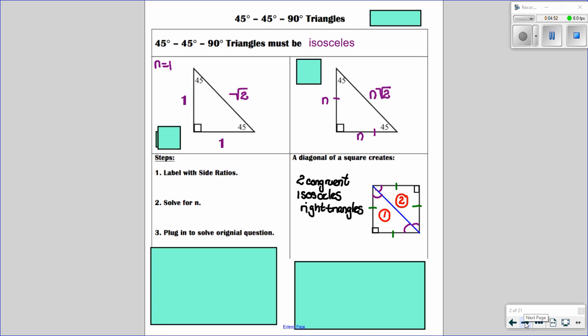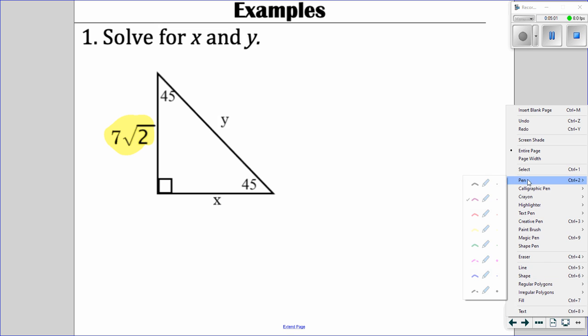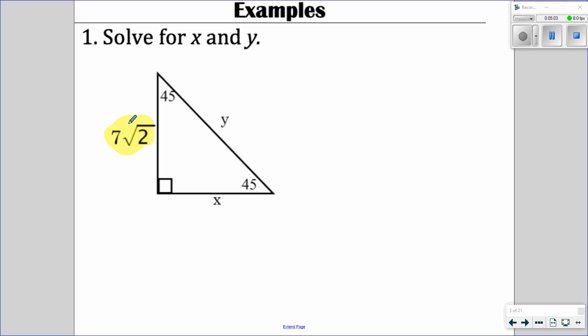All right, so we're going to do examples based on the 45-45-90. For this one, they say solve for x and y. They gave us this side, 7 root 2. This one's x, and the hypotenuse is y. And we know it's a 45-45-90, so I'm going to just state that this is 45, 45, 90.